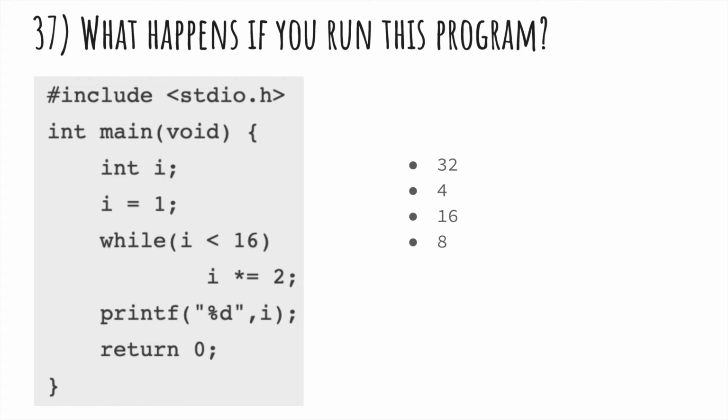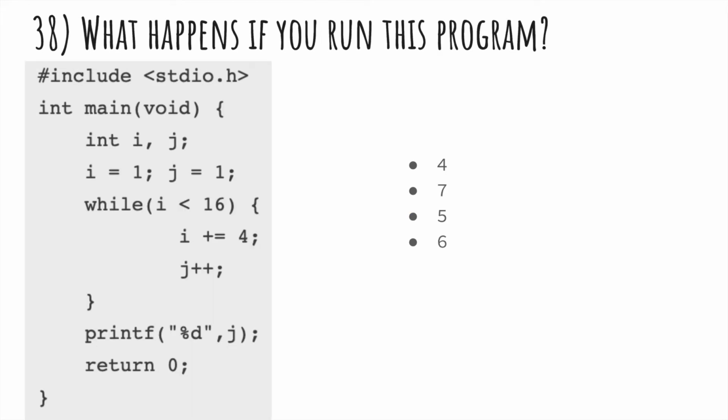You have i equals 1, and in this case you have a while loop. We'll multiply i times 2 until i is not less than 16. So 2 times 2 is 4. It will continue inside the while loop. 4 is still less than 16, so multiply by 2. 8 is still less than 16. Multiply by 2. 16 is not less than 16. So we'll break out of that while loop and print out 16 as our final answer.